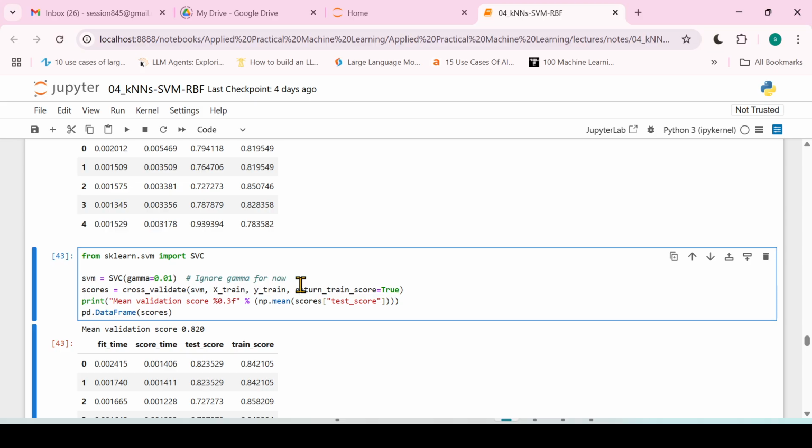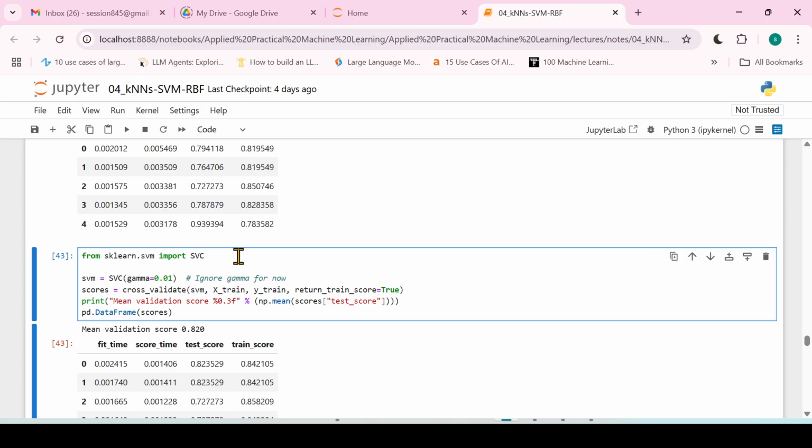So the general name is SVM, which is support vector machine, but if you want to do classification, they have a defined class called SVC, which is the support vector classifier. So if you want to do classification, you need to import SVC.